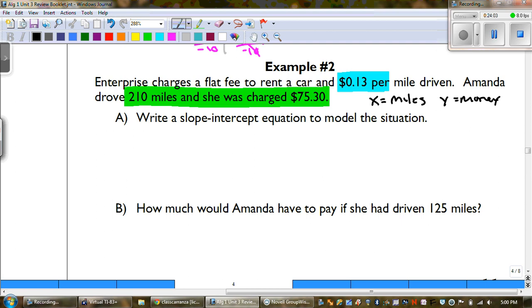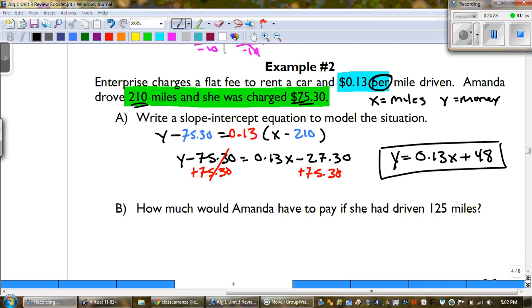Let's see if you can figure this out. Remember that per is your slope. So then they gave you a point. See if you can solve it and put it into slope-intercept form for me. Okay, pause the video and good luck. Okay, there's your answer to A.